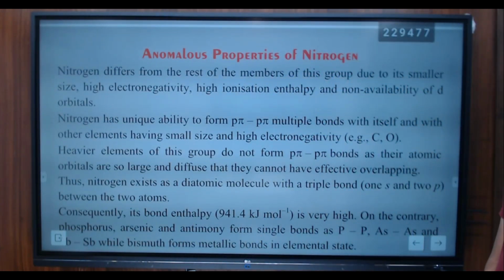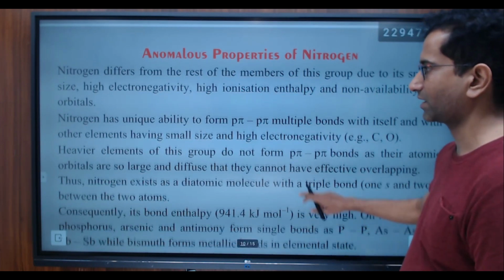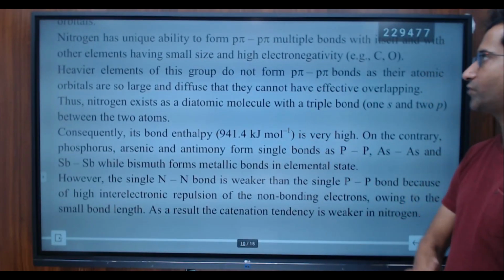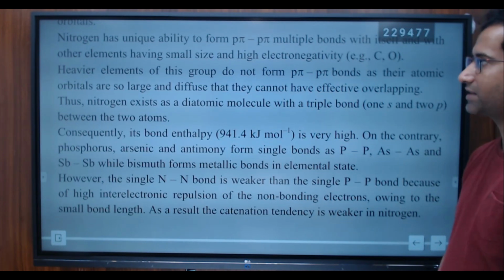Nitrogen differs from the rest of the members of this group due to its smaller size, high electronegativity, high ionization enthalpy, and non-availability of d orbitals. Nitrogen has a unique ability to form p-pi multiple bonds with itself and with other elements having small size and high electronegativity, like carbon and oxygen.